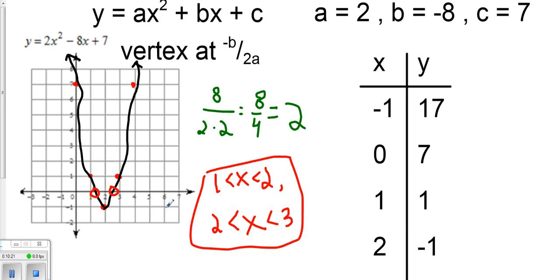Now let's say we had a parabola that crossed exactly at 5 and exactly at 7. We would just use those as our values. We'd say x equals 5 and x equals 7.